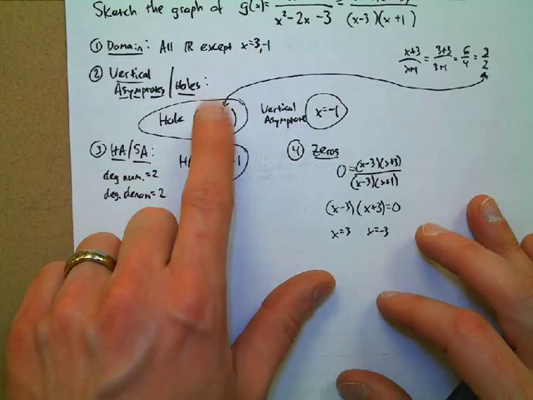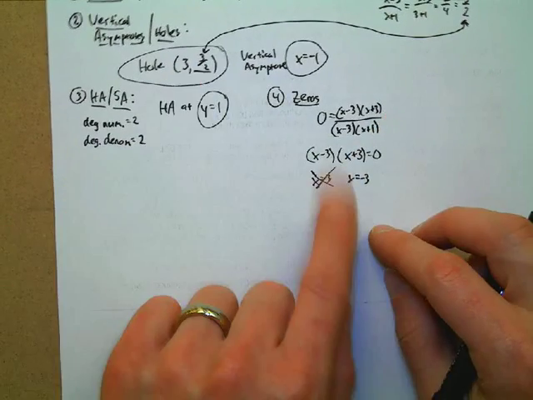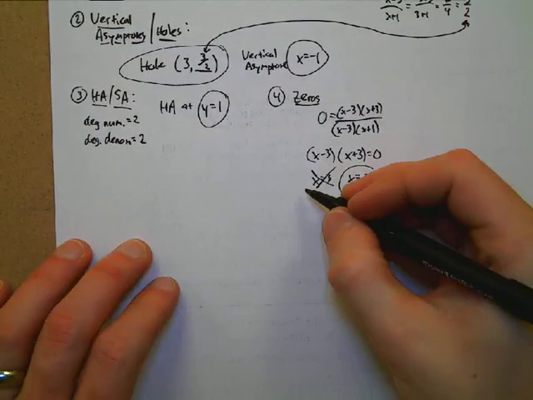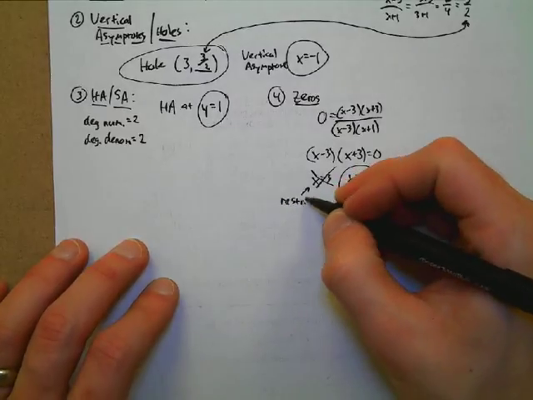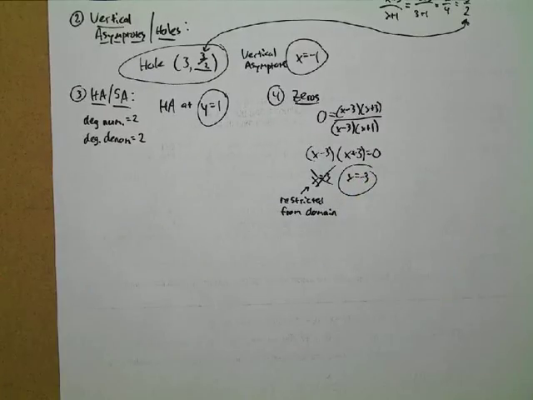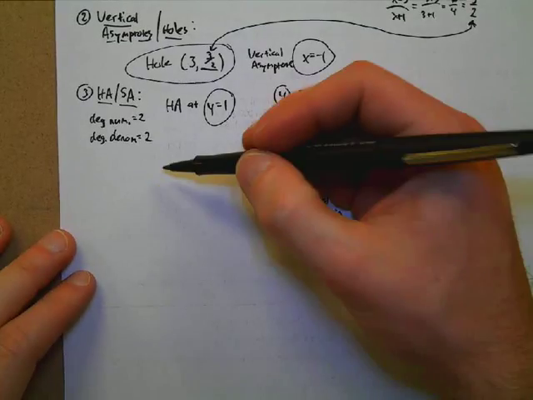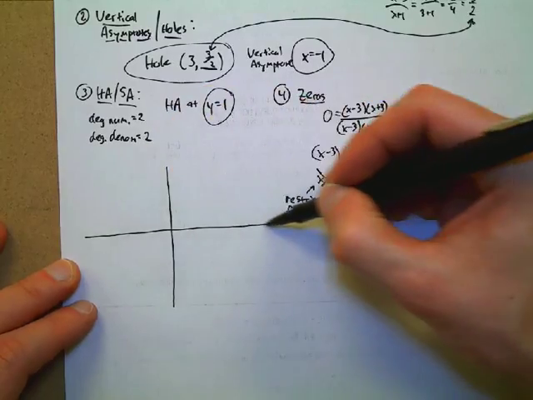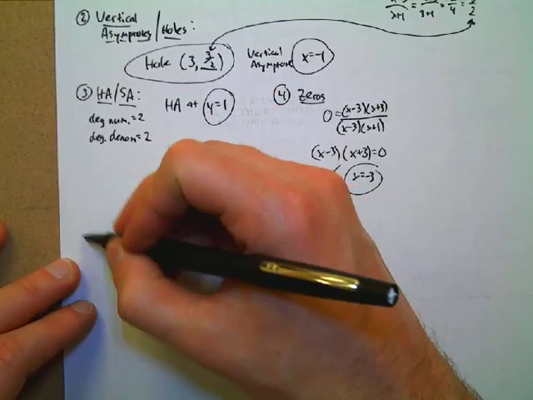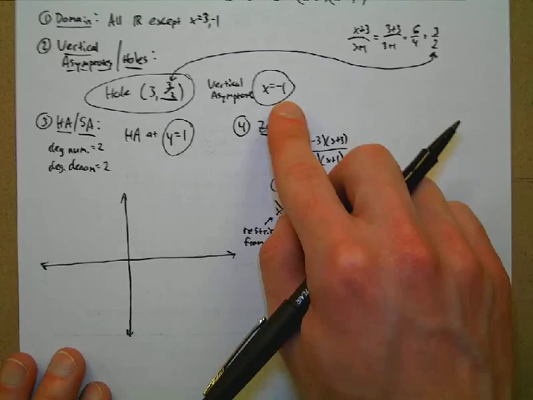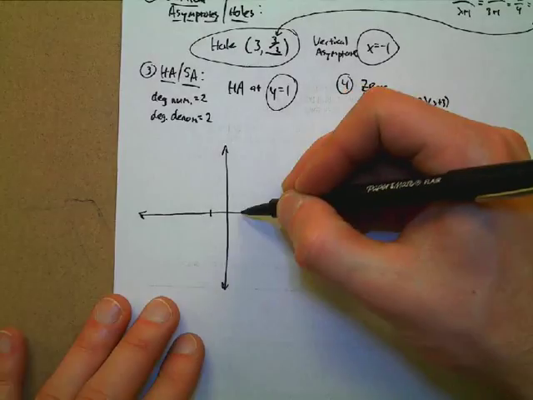So first we're going to graph our vertical asymptote, which is just at negative 1. So there's my vertical asymptote at negative 1. We also have a horizontal asymptote at y equals positive 1. And then we have a hole at 3 comma 3 halves. Let's see, here's 1, 2, 3. And there's 1, there's 2. So 3 halves is going to be right here.